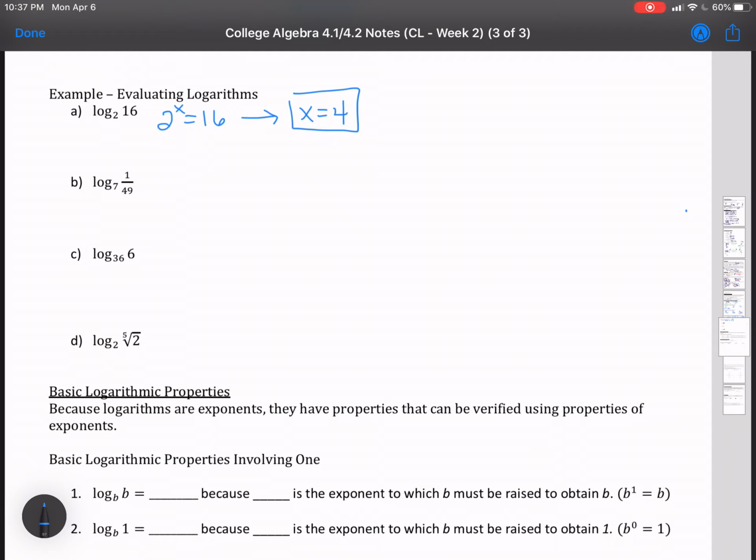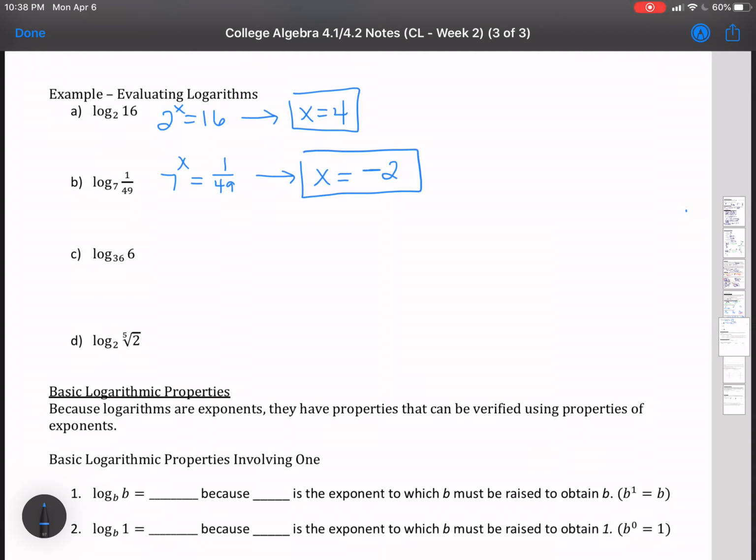So B, log base 7 of 1 over 49. So 7 to what power equals 1 over 49? So, a couple things to think about. Remember, when we're looking at exponents, negatives make fractions. So we know our x value is going to be negative. So now we're looking at 7 to what power is 49? And that would be 7 squared. So x equals negative 2.